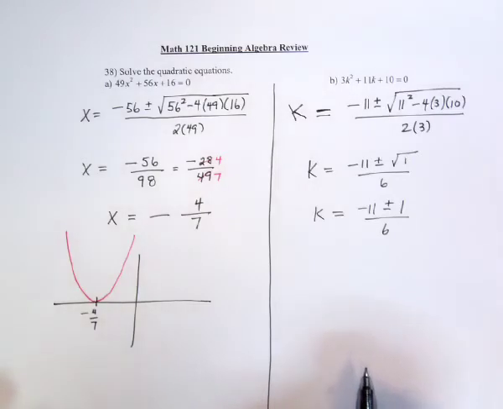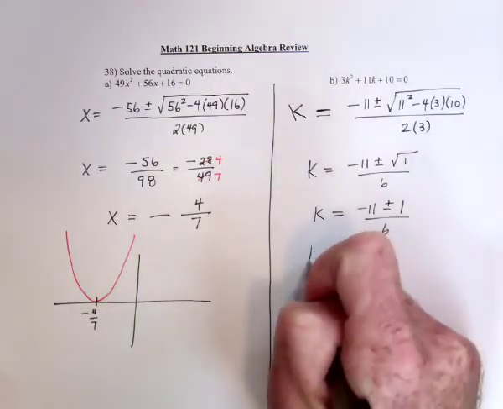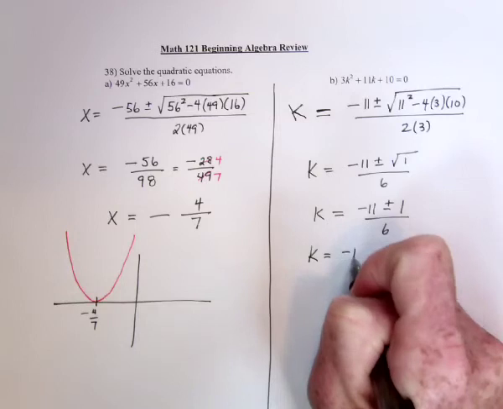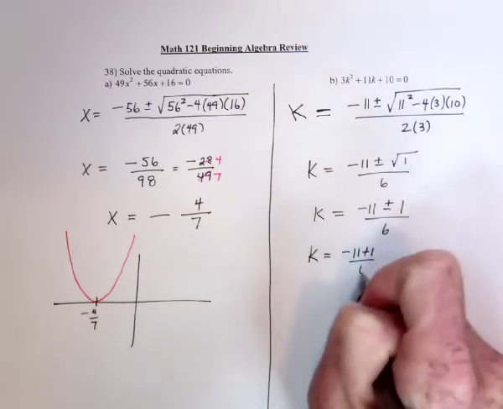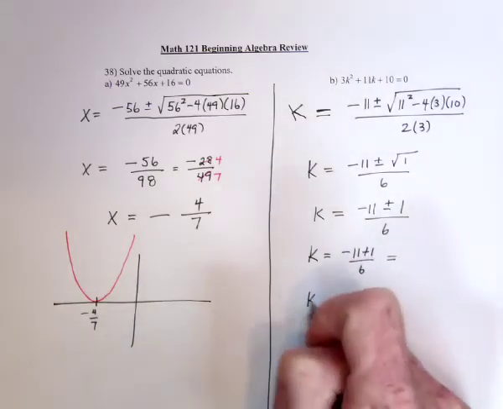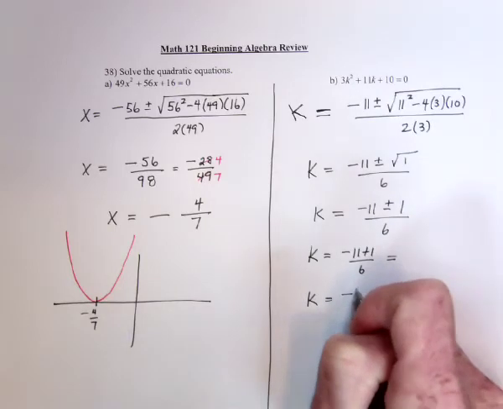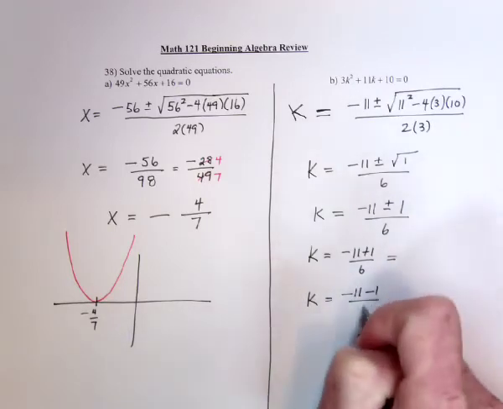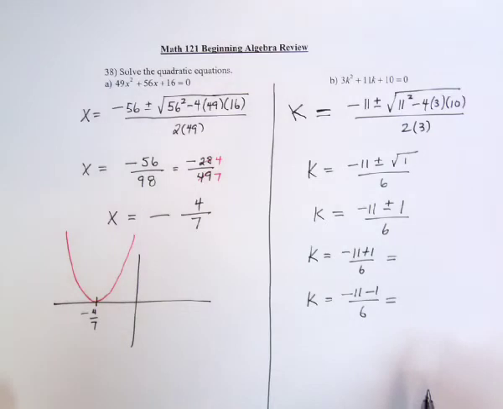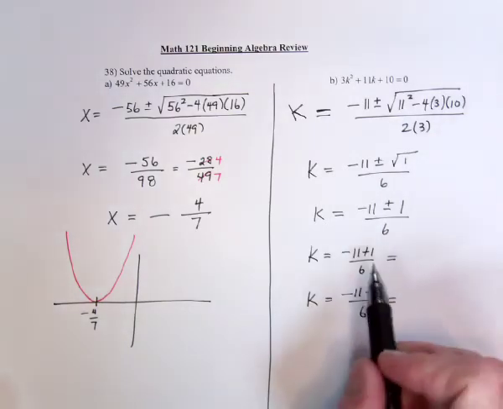Okay, now to figure out the two answers, you have to look at this as two cases. And you go k equals negative 11 plus 1 over 6. We'll figure that out in a second. And then you go negative 11 minus 1 over 6. Okay, now I'll go back and do the work.